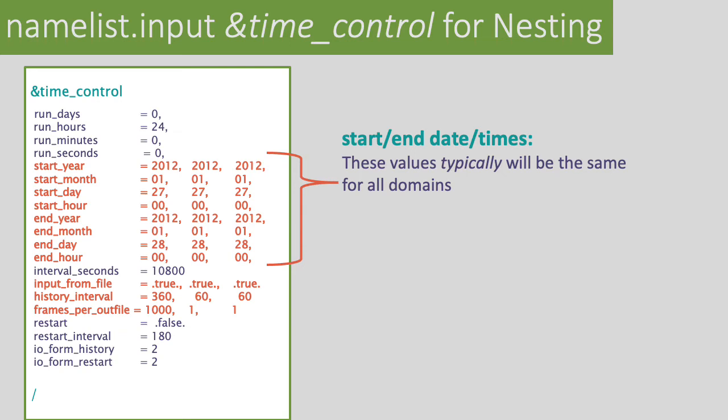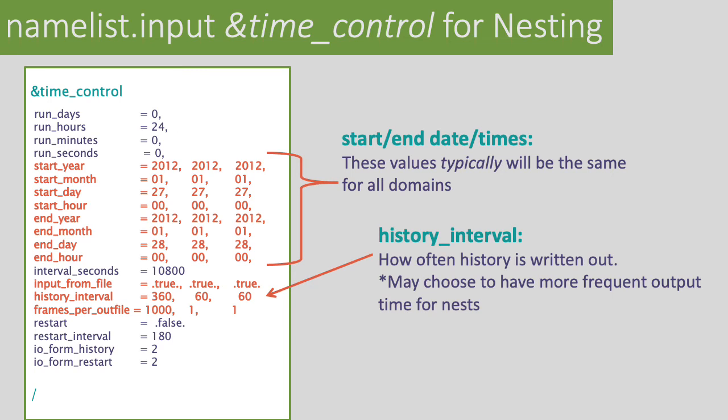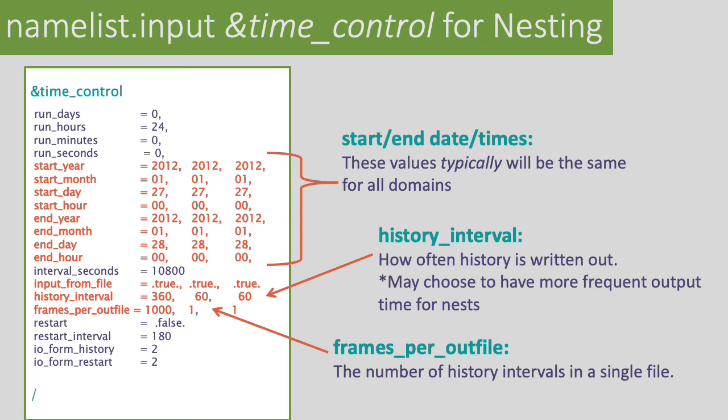So you'll first need to set all the date and time information for each domain. These values will almost always be the same for all domains you're using, but it is possible to start the nest later. The history interval declares how often history is written out. Here we have history being written every 6 hours for domain 1 and then every hour for domain 2. When the model writes history, it takes a bit more time, so depending on the size and length of your simulation, it may make sense to have the output written less often for the parent domain, which you're most likely not interested in. Frames per outfile determines the number of history intervals that will be included in each history file.